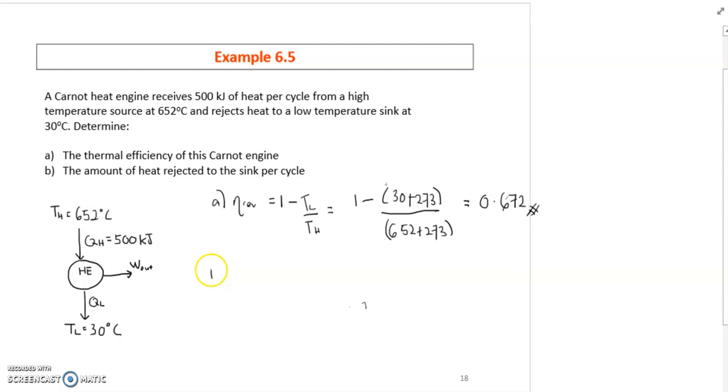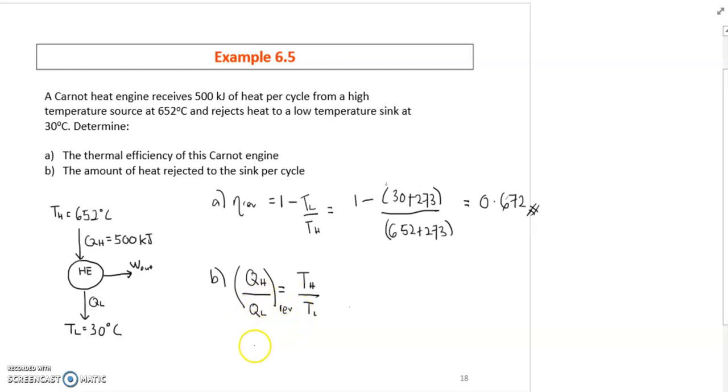And for part B, the question asks for QL, the amount of heat rejected to the sink. This is your sink, so the amount of heat rejected is QL. So you need to use this relationship: QH over QL, for reversible, is equal to TH over TL.